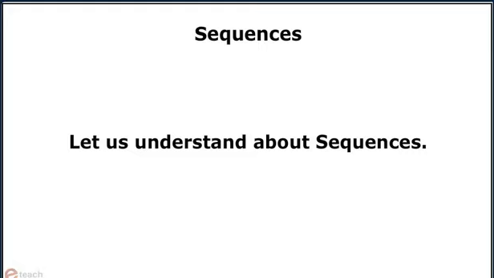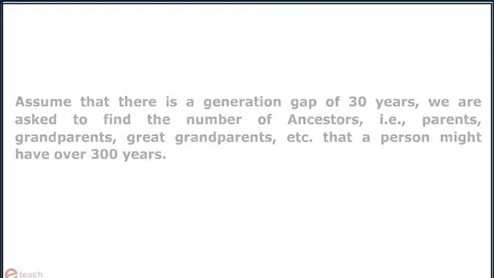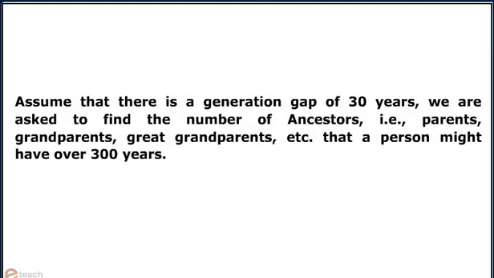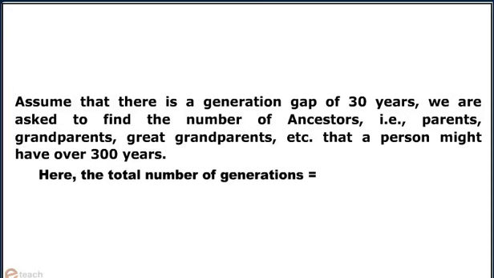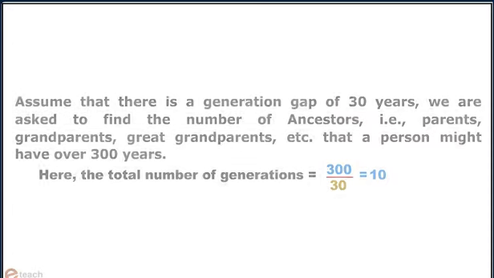Understand about sequences. Assume that there is a generation gap of 30 years. We are asked to find the number of ancestors, that is, parents, grandparents, great-grandparents, etc., that a person might have over 300 years. Here, the total number of generations equals 300 by 30, that is 10.